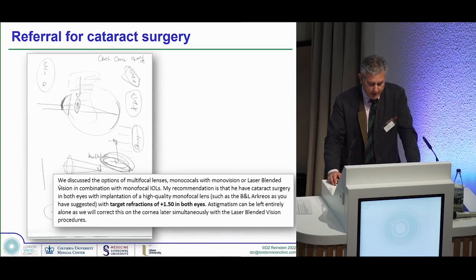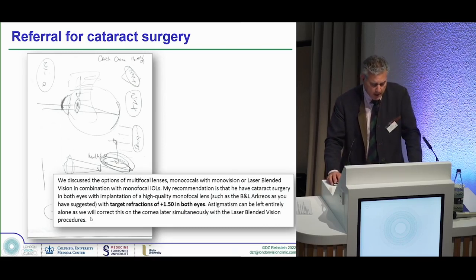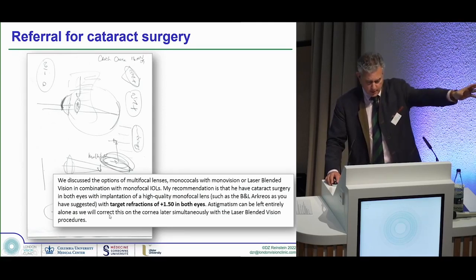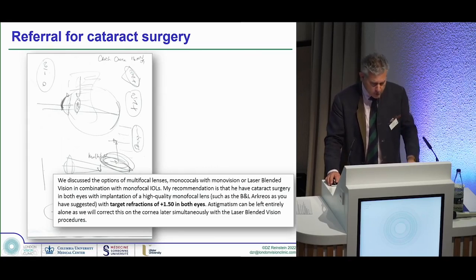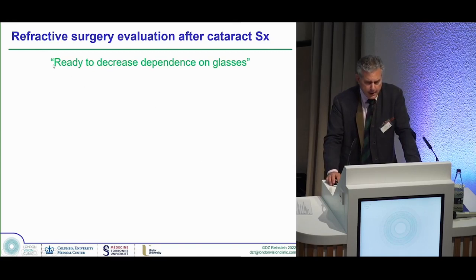So I had this long discussion about multifocals, monofocals, monovision, laser blended vision in combination with multifocals. My recommendation is to have cataract surgery in both eyes with implantation of a high quality monofocal IOL, such as the Acrysof. I had different targets, but astigmatism can be left entirely alone. You just put spherical lenses in, because I'll do all of that on the cornea later with the PRESBYOND procedures. And I drew the diagrams for him, and he had his cataract surgery.